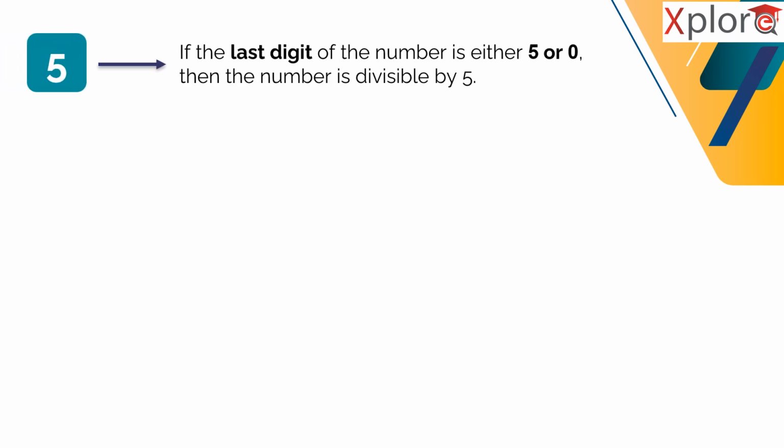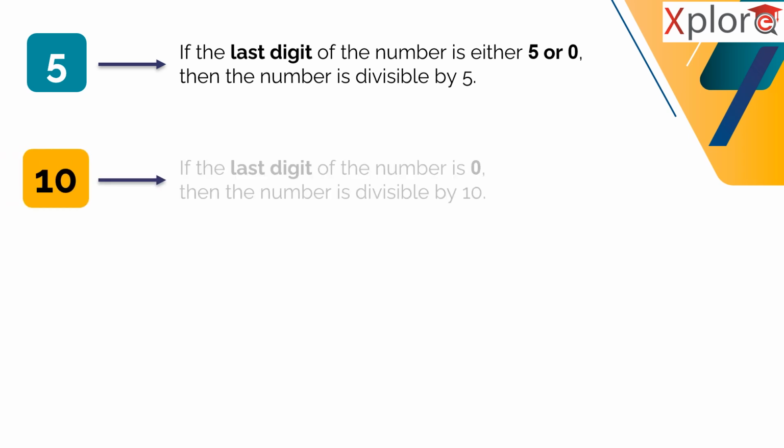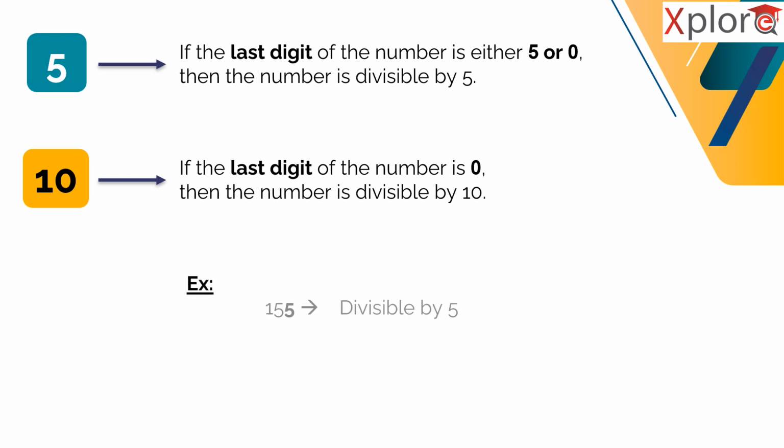Now, divisibility rule 5. A number is divisible by 5 only when the last digit or unit digit of the number is either 0 or 5. Divisibility rule 10. A number is divisible by 10 when the unit digit is 0. Let's see it with an example now. 155 is divisible by 5 because the unit digit is 5, and 155 is not divisible by 10 because we want 0 in the units place. Next, 2510 is divisible by both 5 and 10 because the unit digit is 0, which is satisfying both the divisibility rules.